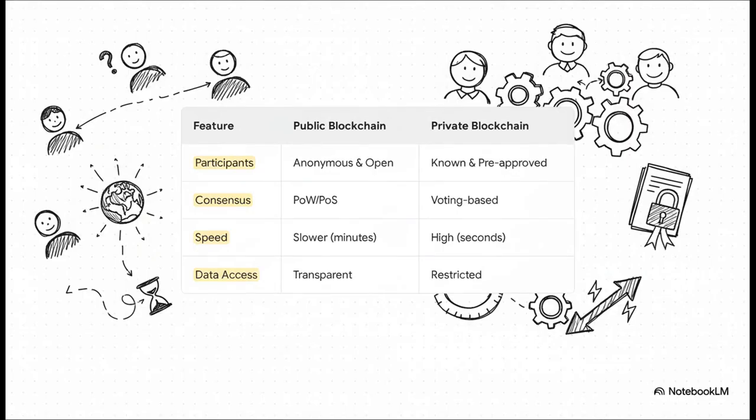This table nails the why perfectly. On a public chain like Ethereum, participants are anonymous and anyone can join. On a private Hyperledger network, everyone is known and has to be pre-approved. This one change has huge effects. It allows for way faster speeds. And, most importantly, it means you can keep sensitive business data completely private and restricted.